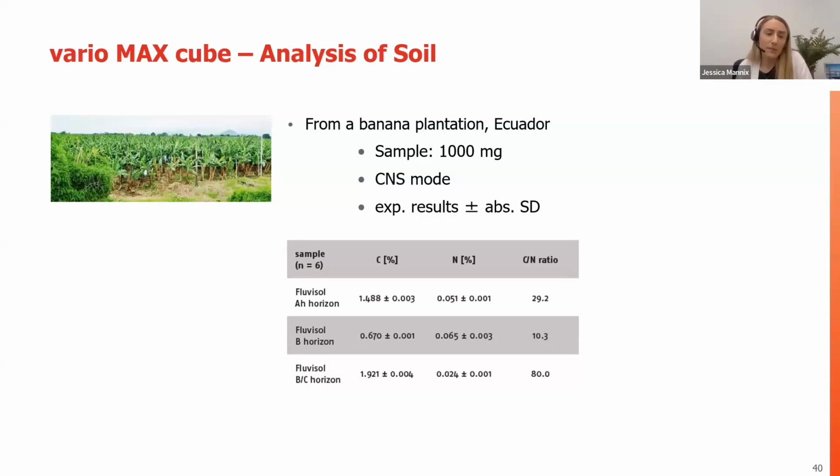Using the same instrument, our Vario Max cubes, that's one of the ones that uses the crucible and the autosampler, we sampled another subset of soil from a banana plantation in Ecuador, using a slightly higher sample size here, typically because our analytes are a little bit lower. We can see here the next column for the carbon-nitrogen ratio, just to exemplify how high and how often we see samples of this nature.